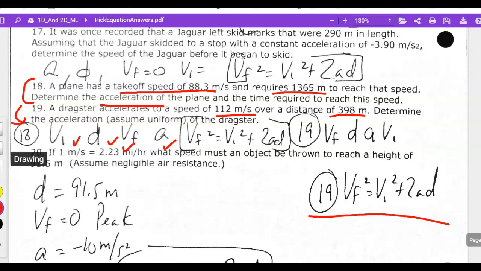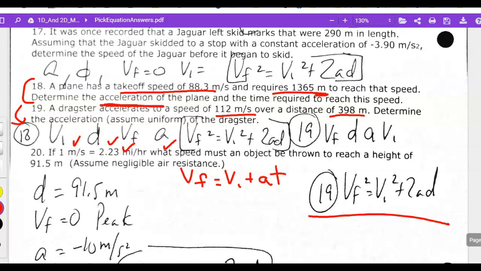Number 18, takeoff speed, that's initial speed. That's a distance because it's meters. Determine the acceleration and the time required to reach that speed. Actually, you need two equations for this. For the acceleration, you need this equation. And to get the time, you would use VF equals VI plus AT.